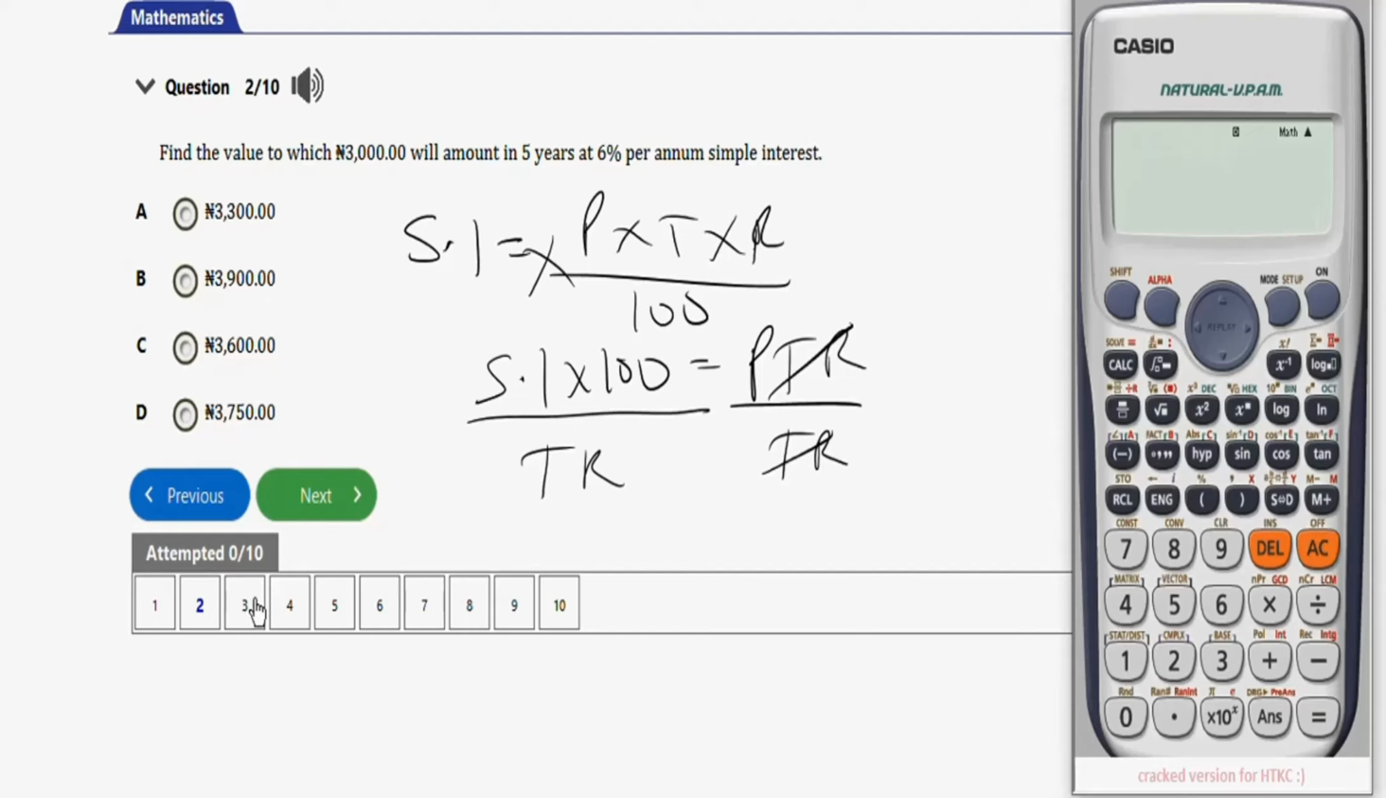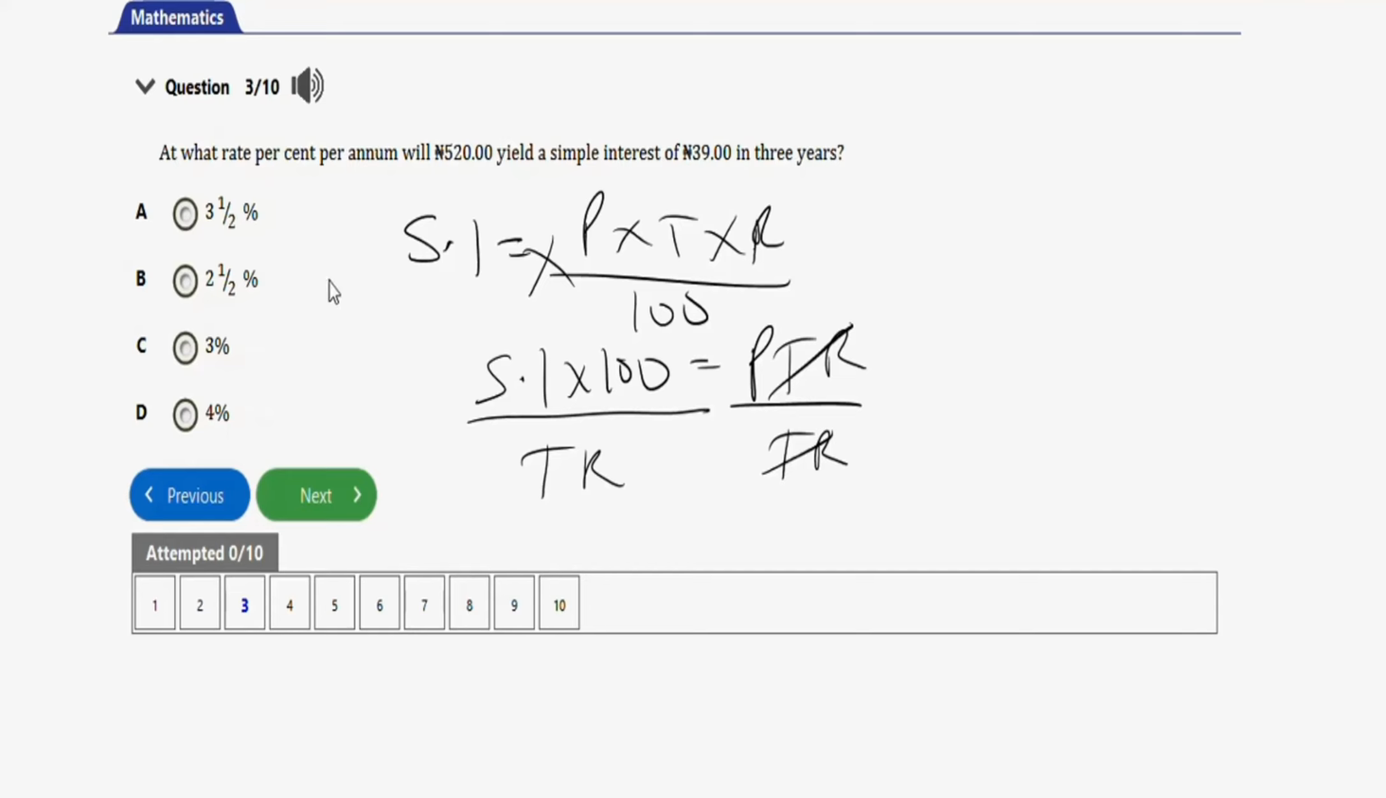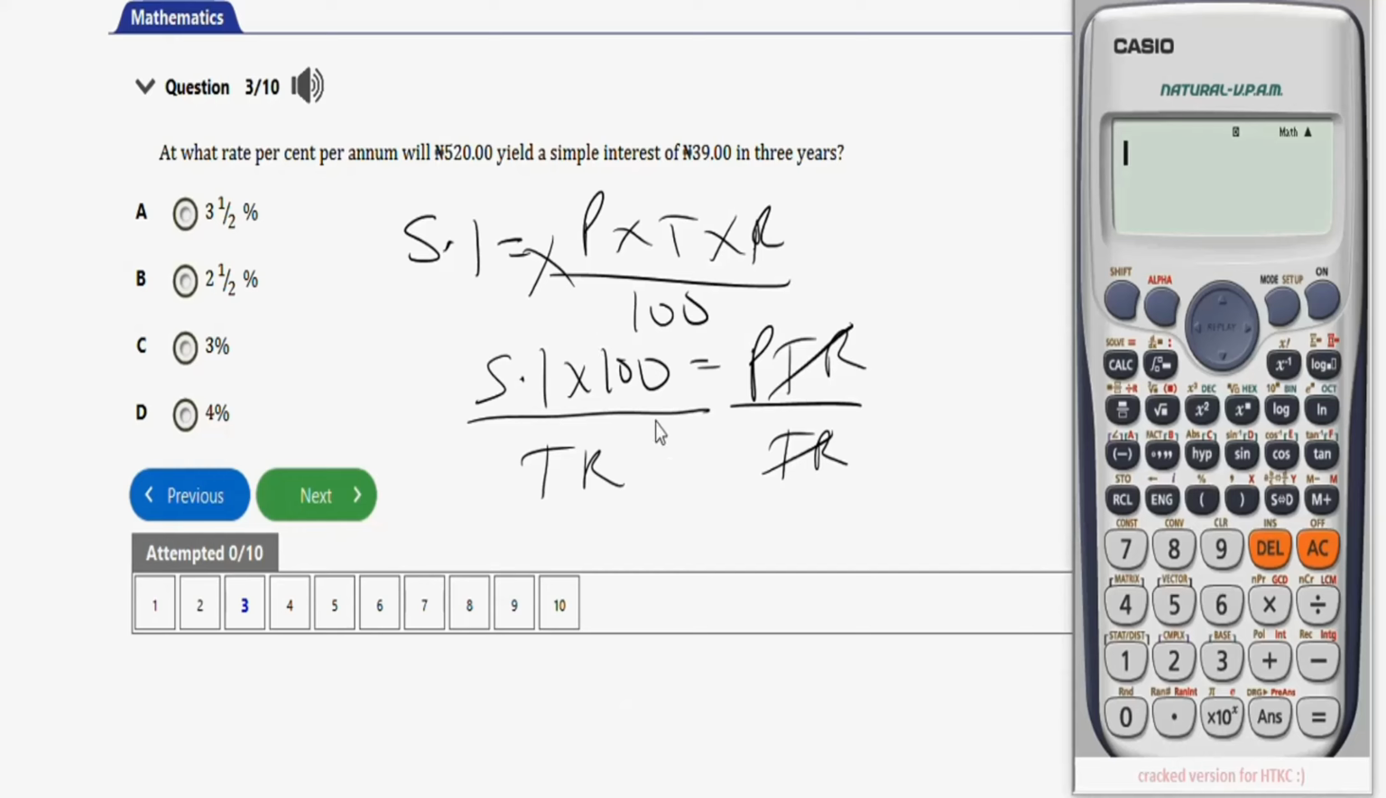Next question will be this one. It says, at what rate percent per annum will 520 naira yield a simple interest of 39 naira in 3 years? So let's use a calculator and solve this question. To get the rate from this formula, when you make R the subject, the rate will be simple interest times 100 over principal times time.